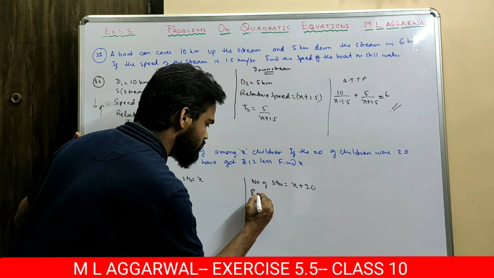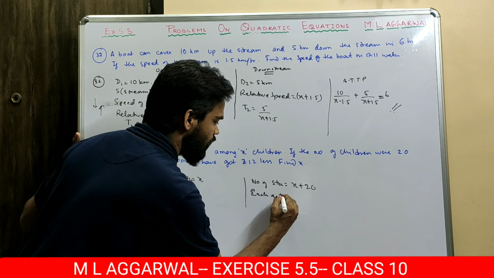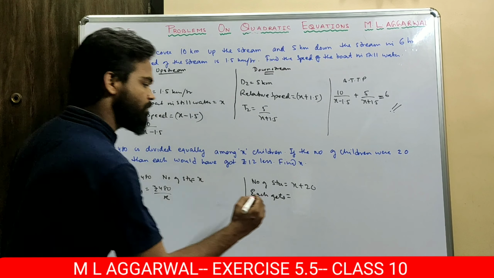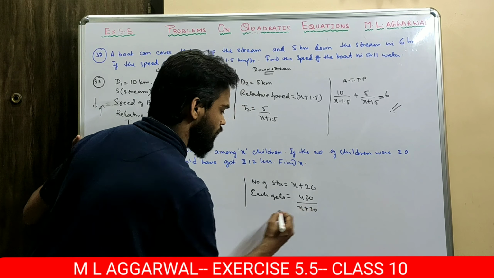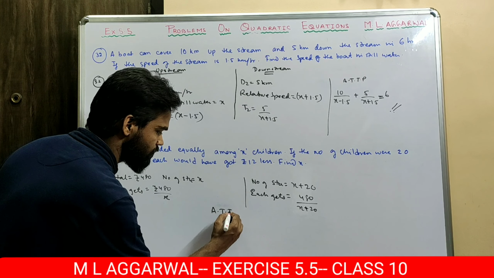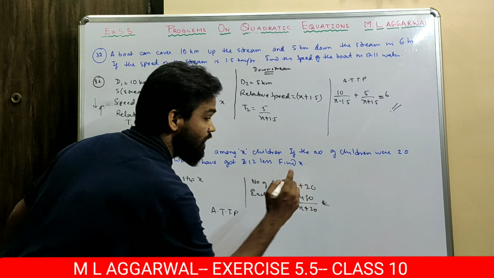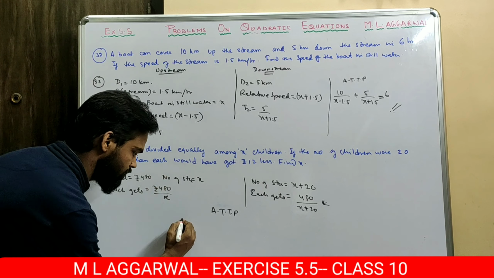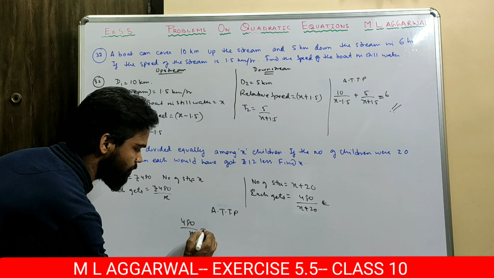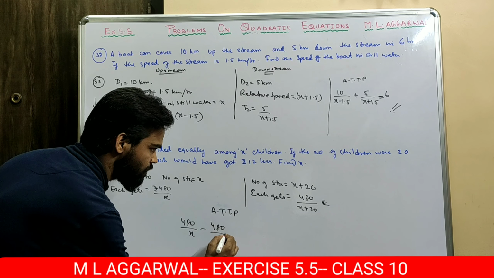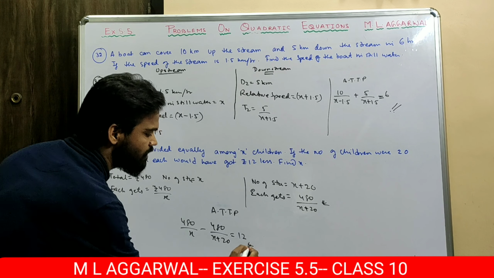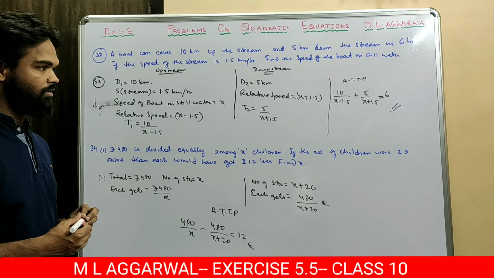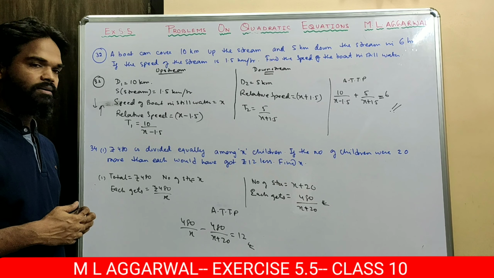Over here, each gets how much? Total is still the same, 480 by x plus 20. Now according to the problem, in this case they are getting less, which means the original case minus the new case, they will get 12 rupees less. Clear? Now let us look at the next sum.